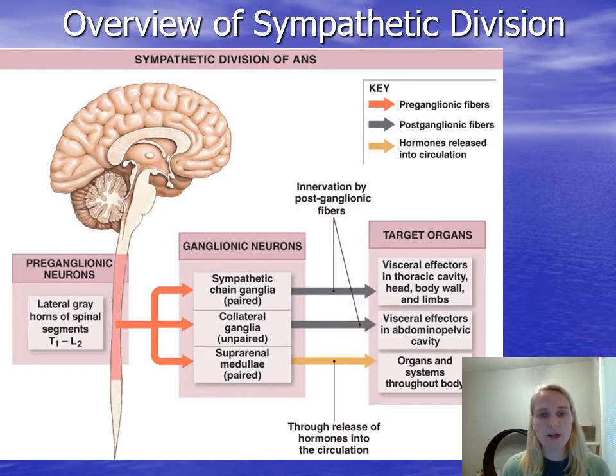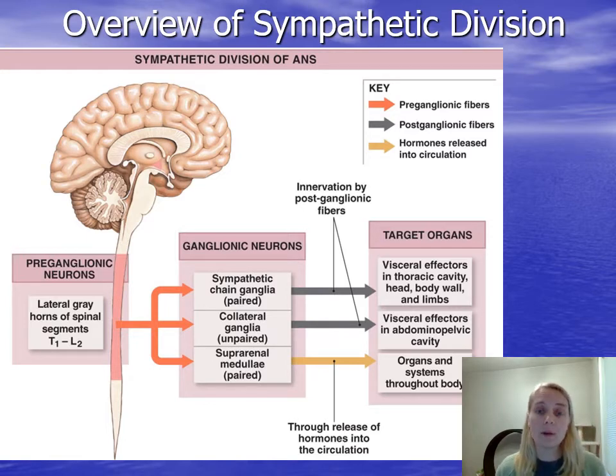So this first diagram is a schematic showing you the different locations of where the preganglionic and postganglionic neuron meet, and where the effectors are located in the body. It is the location of the synapse, which is the ganglia, and the location of the target tissue, which determines the pathway of where these neurons are going to go.